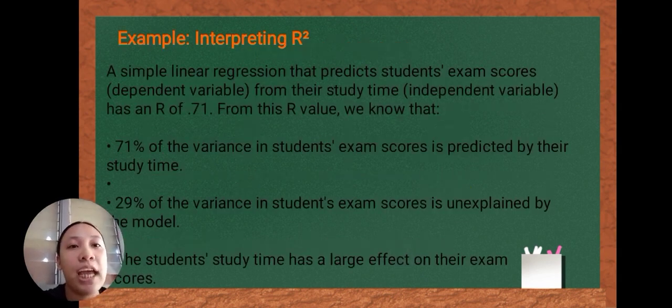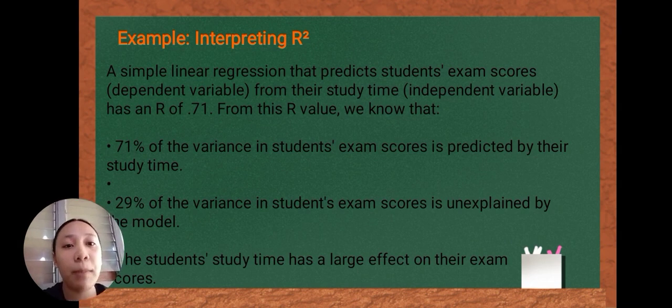Example, interpreting R squared. A simple linear regression that predicts students' exam scores, the dependent variable, from their study time, the independent variable, has an R squared of 0.71. From this R squared value, we know that 71% of the variance in students' exam scores is predicted by their study time. 29% of the variance in students' exam scores is unexplained by the model. The students' study time has a large effect on their exam scores.